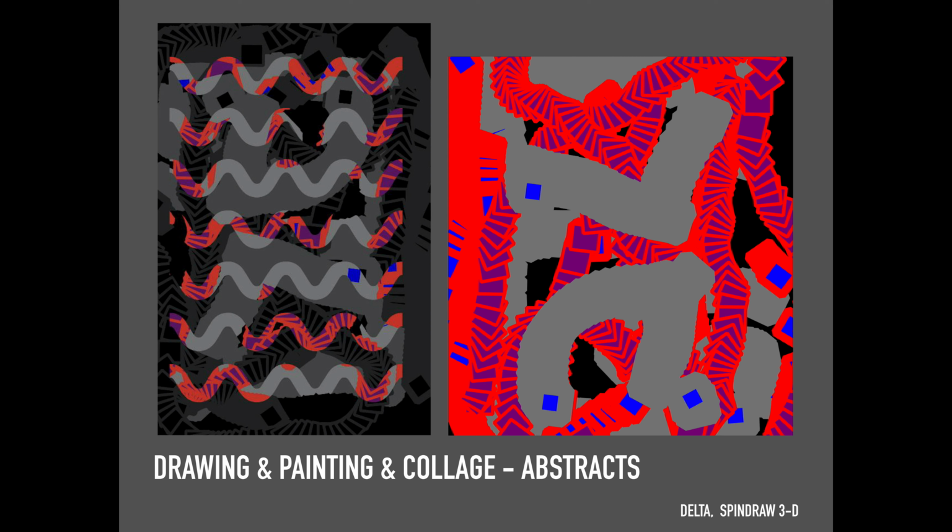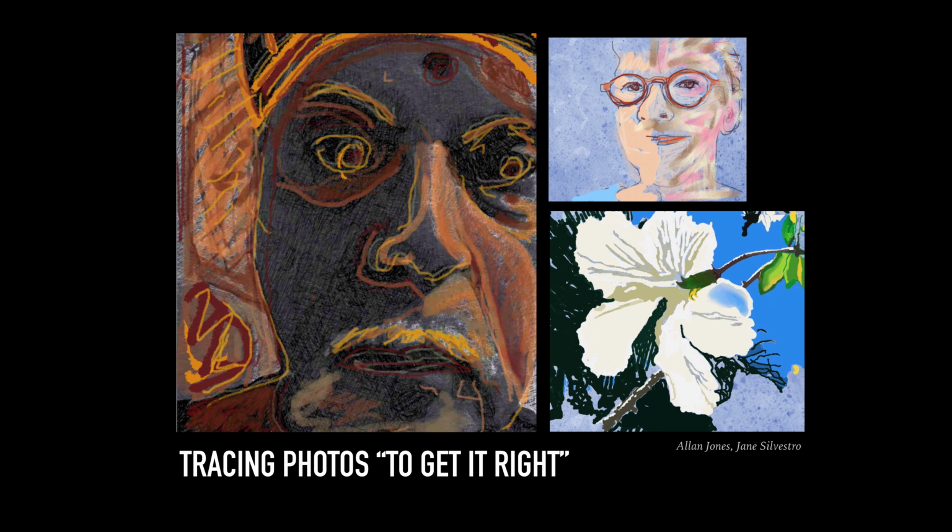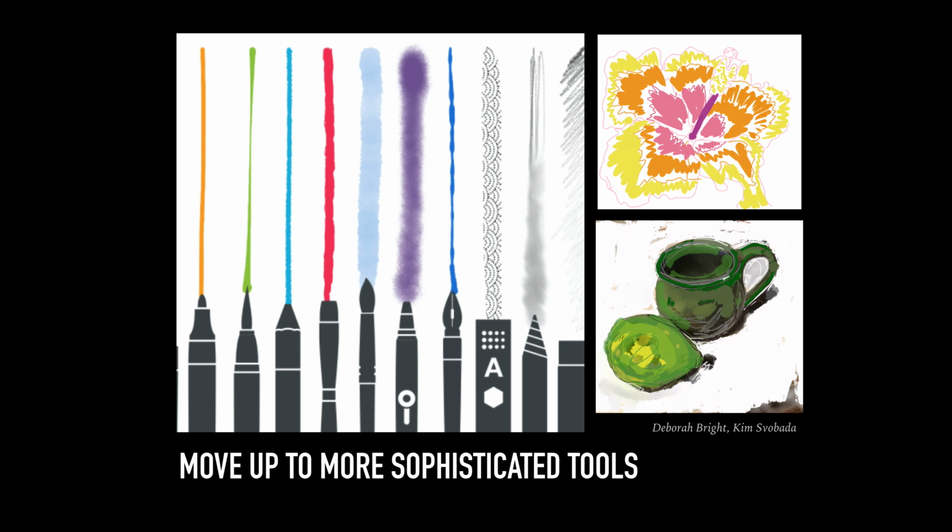Some apps take images and turn them into different kinds of patterns, which then if you crop and add to, you've ended up with something that could be a pattern for a pieced quilt or an applique quilt. Tracing photos is a way to get it right, but also to add character and quality to a photograph that makes it your own. You can use simple tools and move up to more sophisticated ones like these in the app Tayasui Sketches.